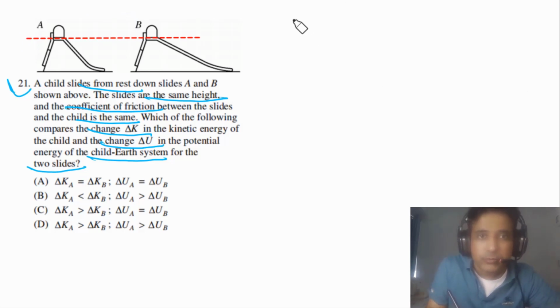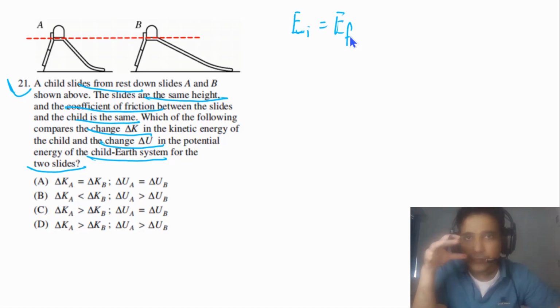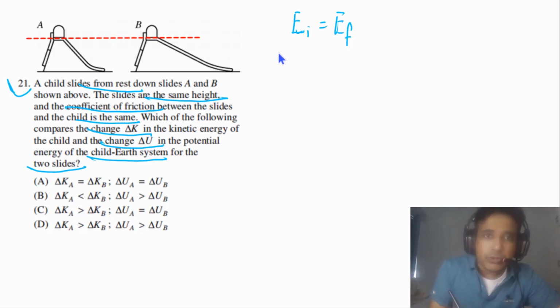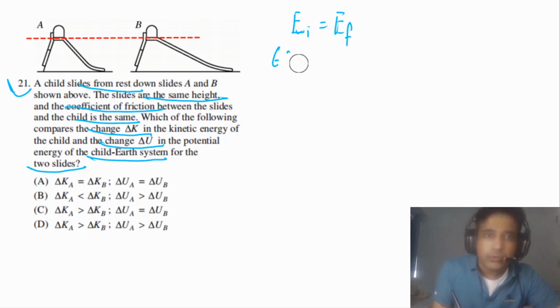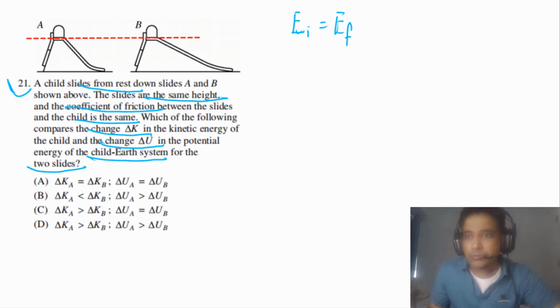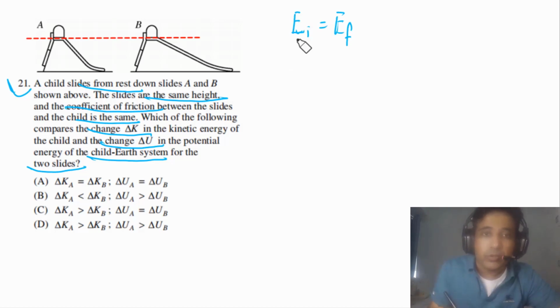So first of all, we can say the initial energy of the system means the initial total energy. This has to be equal to the total final energy. Initially we have only GPE initial. If you want, we can also write this in detail, so maybe it will help you understand the concept better.